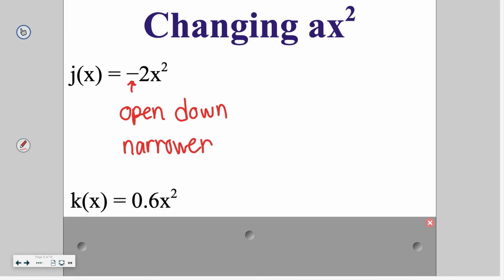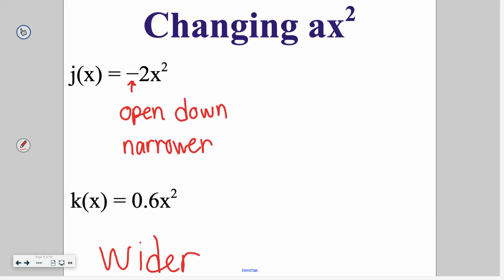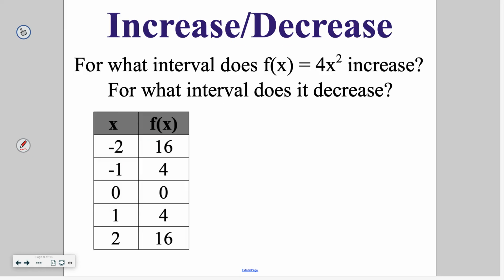Go ahead and identify the change for k of x on your own. Our change here is simply that it gets wider. There's no negative, so we're not changing the open up or down. It's between 0 and 1, so it is getting wider.